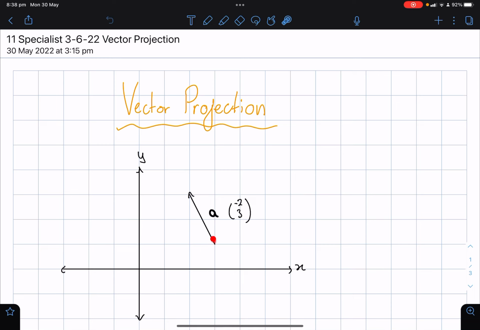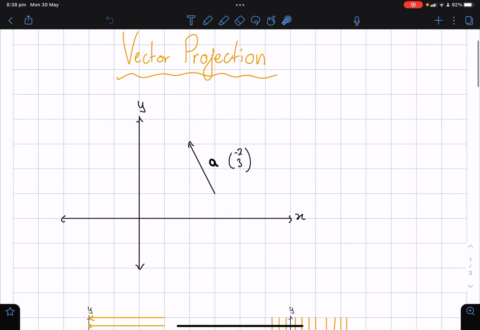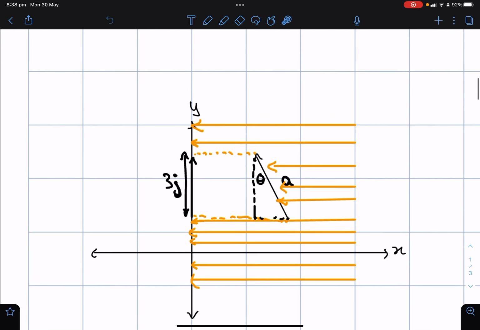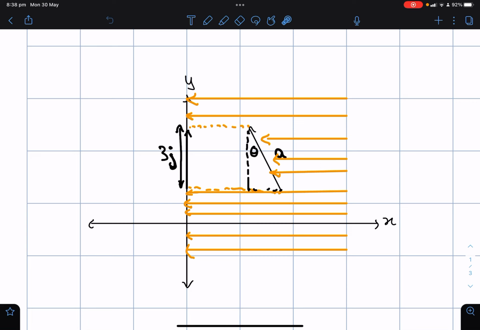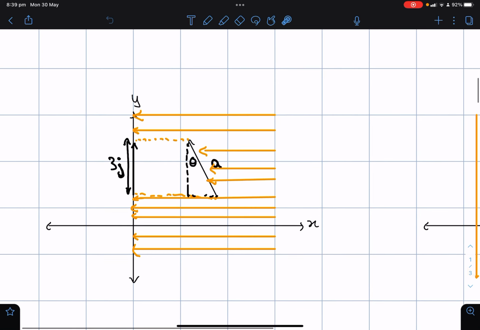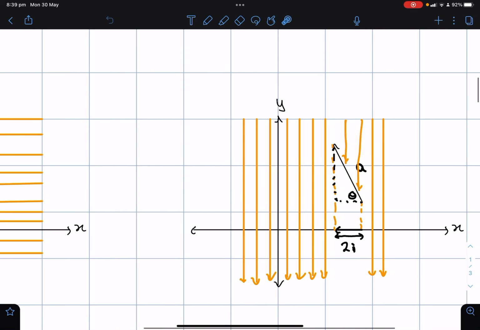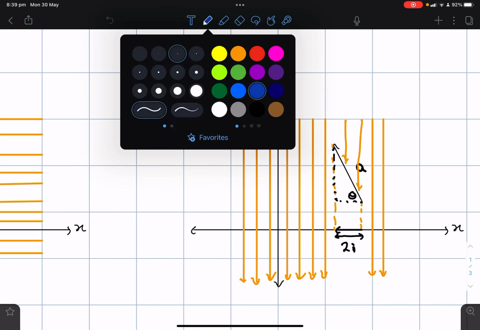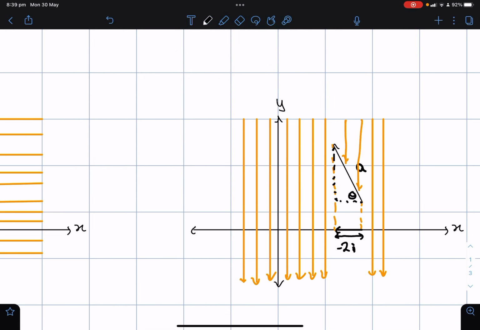Now I've got this vector here, -2, 3. That is my vector components. If I'm shining a light towards the y-axis, which is what my orange lines are, then the vector projects a shadow vector of the vertical component, which is 3j. I can also shine that light towards the x-axis, and I'll get a projected vector of the horizontal component, which is -2i. It should be -2i because we're going to the left.